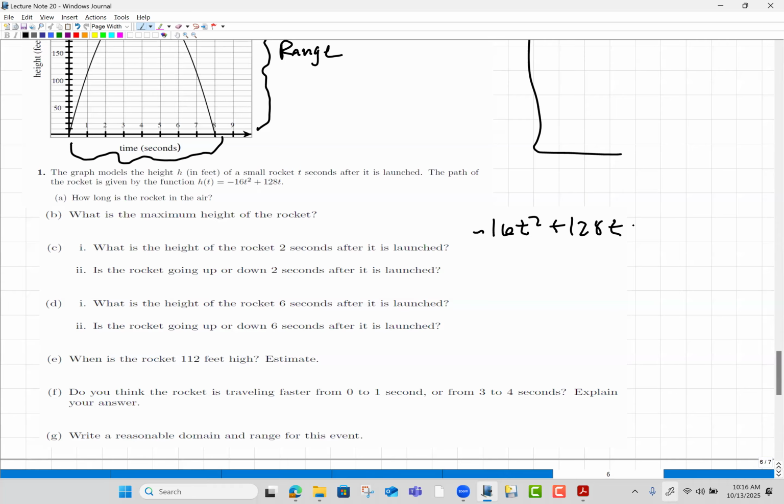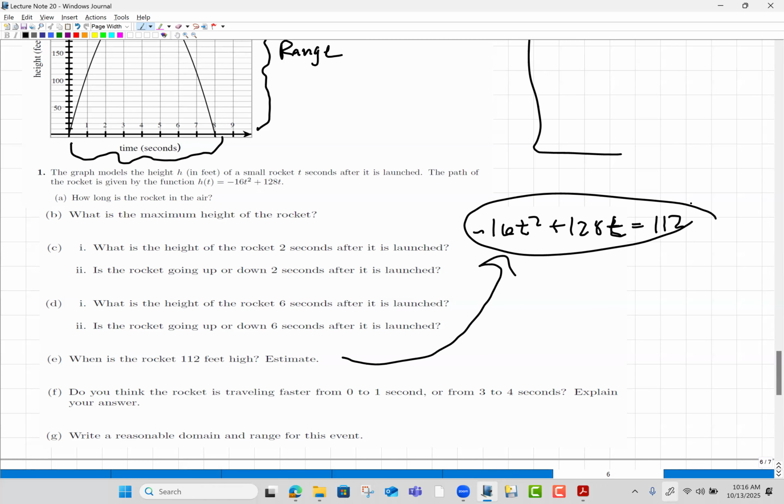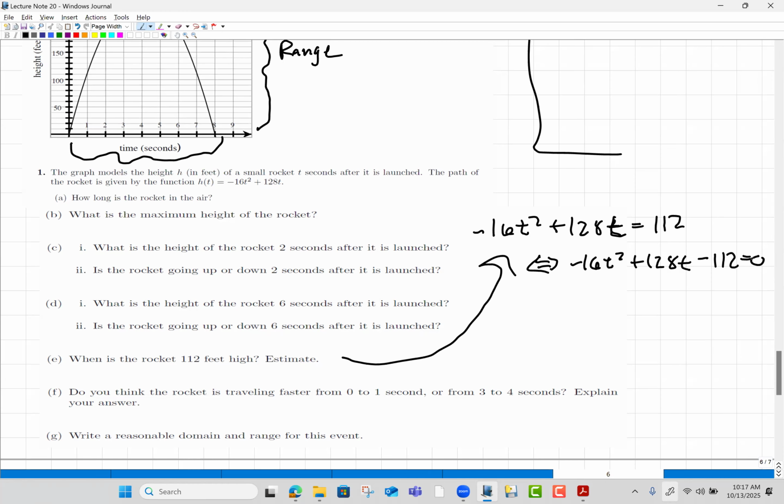You're setting the height equal to 112 feet. How do you solve this? Use the quadratic formula. You want to rewrite it and put it into standard form. Subtract 112 from both sides. Now you have a quadratic equals 0. Here's your A, your B, and your C. If you know your A, B, and C, plug them into your quadratic formula.